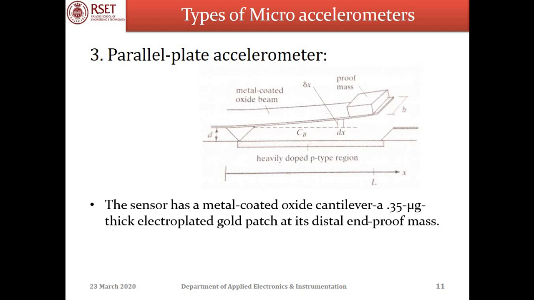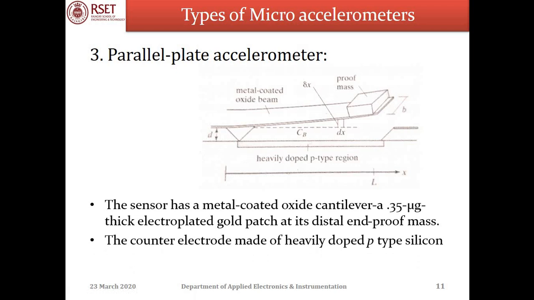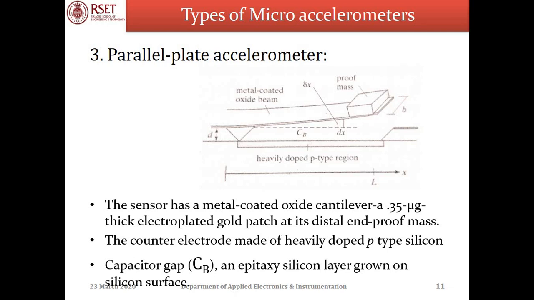The length, width and the thickness of the cantilever are 108 micrometers, 25 micrometers and 0.46 micrometers respectively. The counter electrode is made of heavily doped P-type silicon. The capacitor gap CB is defined by an epitaxy silicon layer grown on the silicon surface. So any movement in one of the movable plates can be recorded and measured for the corresponding acceleration of the proof mass.